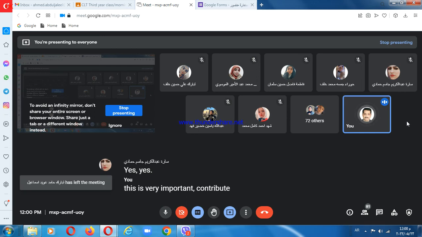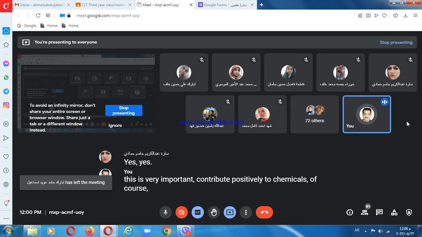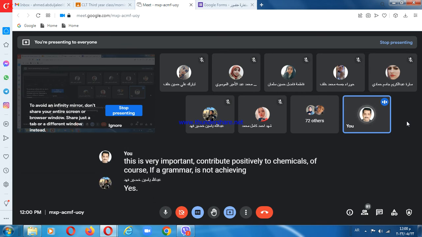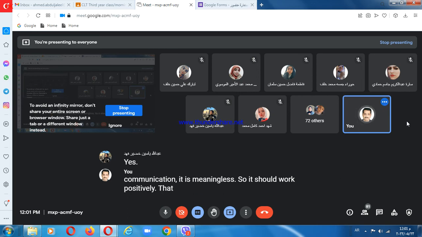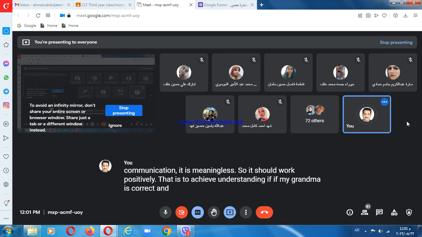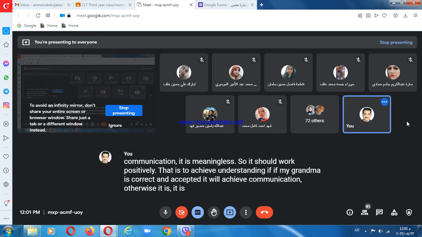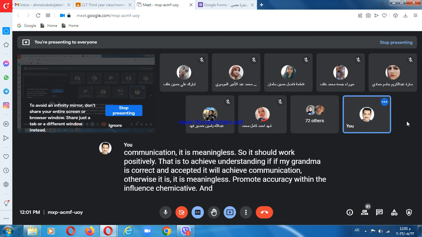Contribute positively to communicative goals, of course. If grammar is not achieving communication, it is meaningless. So it should work positively, that is, to achieve understanding. If my grammar is correct and accepted, it will achieve communication. Otherwise, it is meaningless. Promote accuracy within fluent communicative language, and this is very important. Accuracy within fluency. What does it mean?